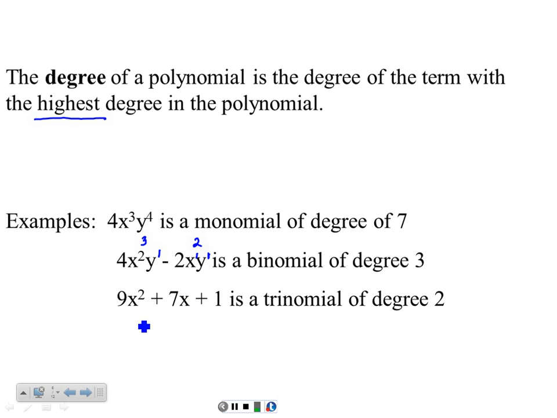So for example, here I have a trinomial. Notice the degree for the trinomial is 2. The reason being is because you find the degree of each term separately. The degree of the first term is 2. The degree of the middle term is 1. The degree of the last term is 0. The highest degree you see is 2, and therefore the degree of this whole trinomial is 2.